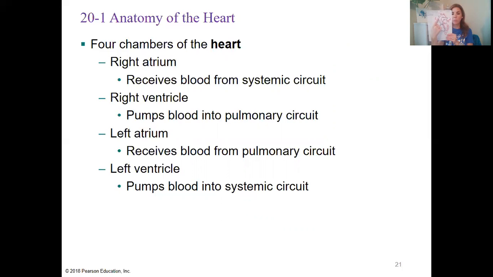So get your superior vena cava, your inferior vena cava, and your right atrium completely labeled, and make sure that you are utilizing the blue color, so that way you know this is going to have deoxygenated blood. All right.